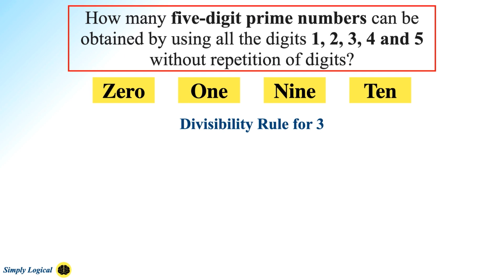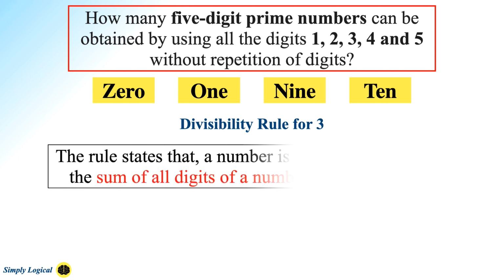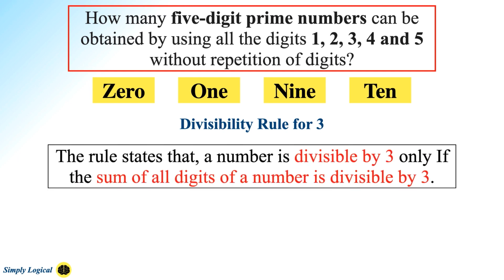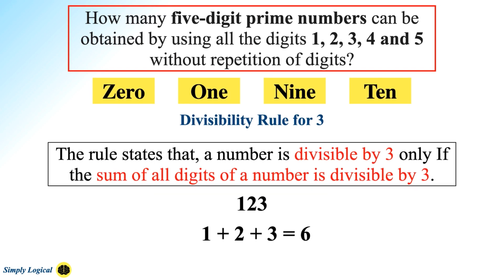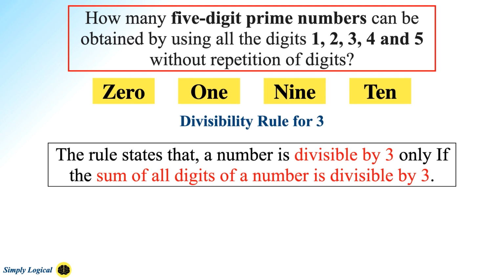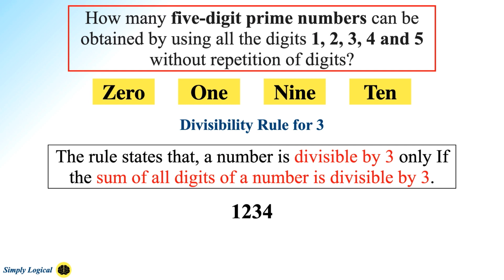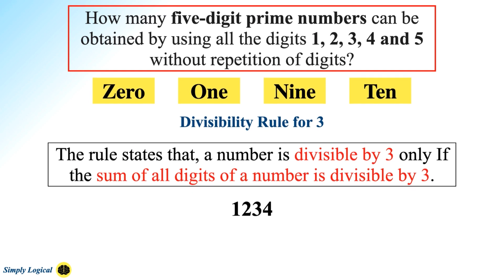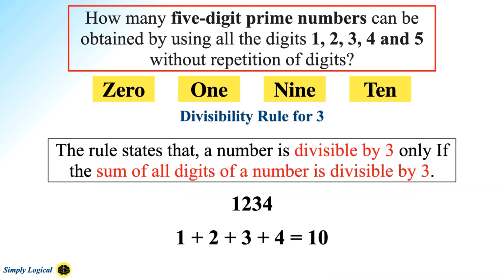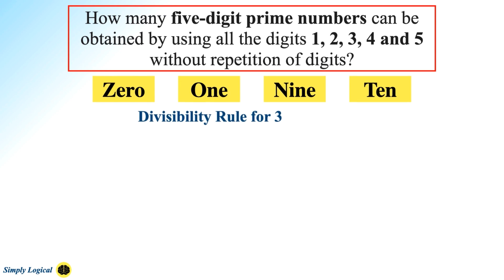The rule states that a number is divisible by 3 only if the sum of all digits of the number is divisible by 3. For example, 123 is divisible by 3 because the sum of all the digits in the number is 1 plus 2 plus 3, which is equal to 6, and 6 is divisible by 3, hence 123 is also divisible by 3. Take another example, 1234. This is not divisible by 3 because the sum of all the digits in the number 1234 is 10, which is not divisible by 3.